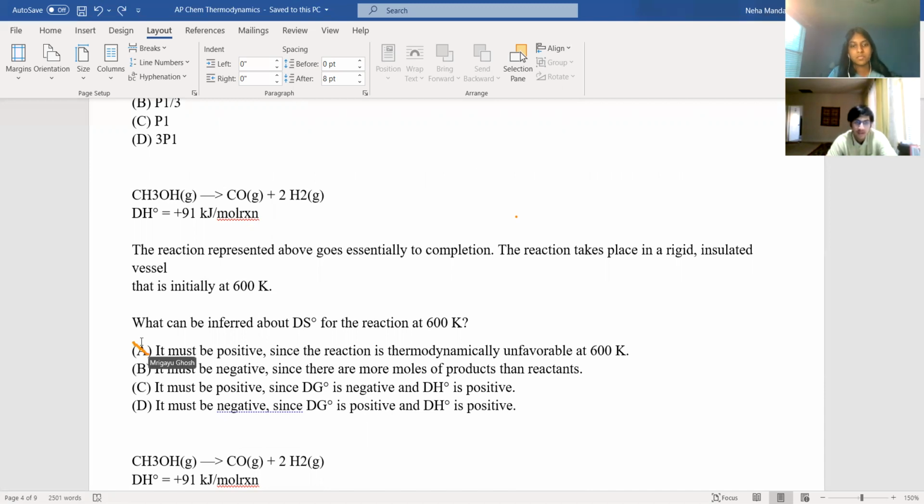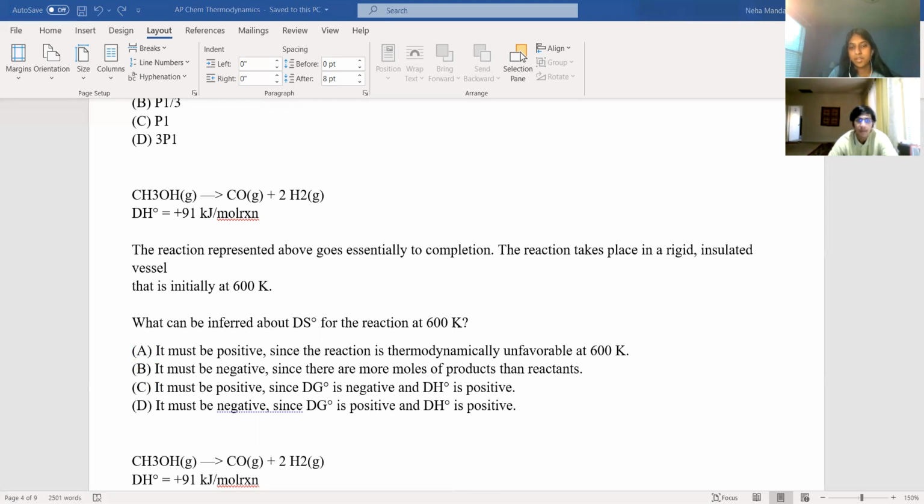It must be positive since delta G is negative. Delta G should be negative, right? Do we know that though? No. Okay, well, it can't be. That doesn't make sense because how do you have more moles of products than reactants and then say it's negative? So I think C makes the most sense. I think so too. Let me check.